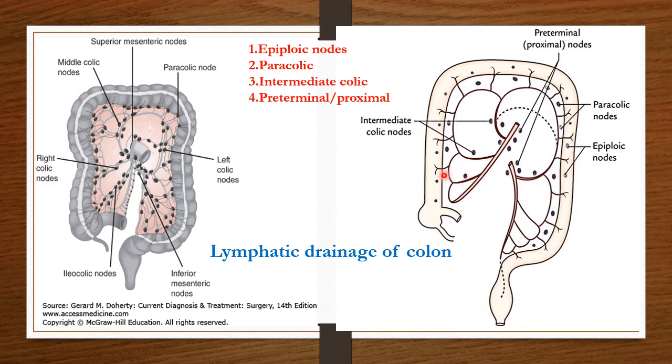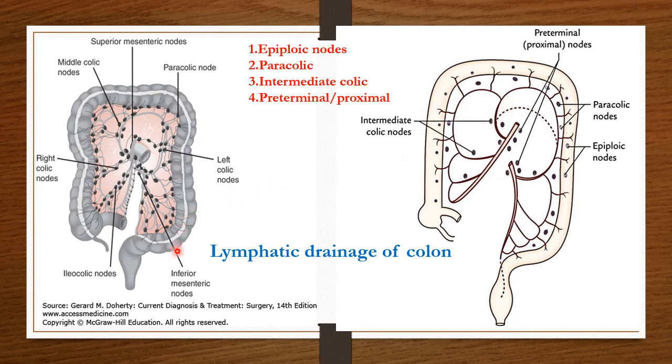Then you have the intermediate colic nodes, which follow the main arteries supplying that segment of the colon. And then the fourth one is the preterminal or the proximal nodes related to the roots of the main arteries, the inferior mesenteric artery and the superior mesenteric artery. These are known as the proximal nodes or preterminal nodes, which will then drain into the para-aortic nodes.